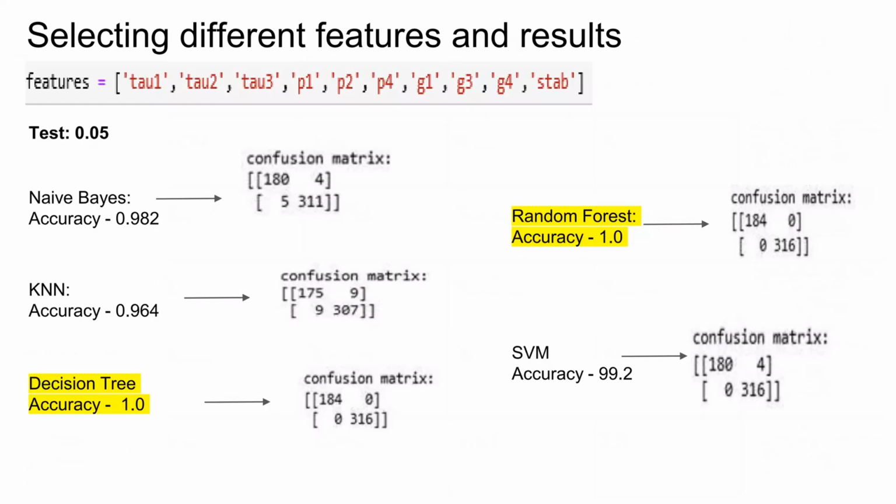Selecting different features and results: Naive Bayes, accuracy 0.982. KNN, accuracy 0.964. Decision tree, accuracy 1.0. Random forest, accuracy 1.0. SVM, accuracy 99.2. Test size 0.05.